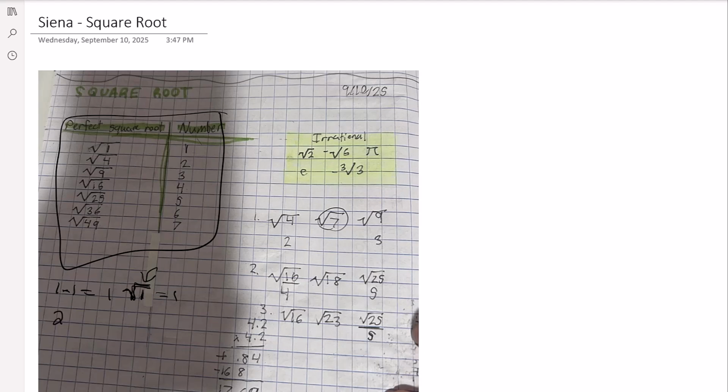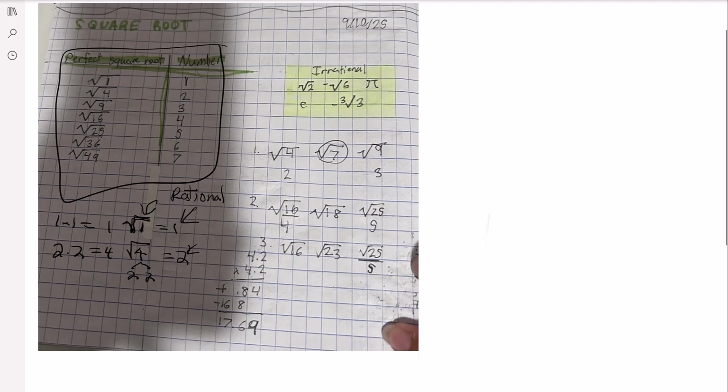Notice 2 times 2 is equal to 4. So the square root of 4 is 2, because 2 times 2 is equal to 4. So 2 is a perfect square root of 4. So any integer, not a fraction, these are called rational numbers. Fractions are rational numbers too.